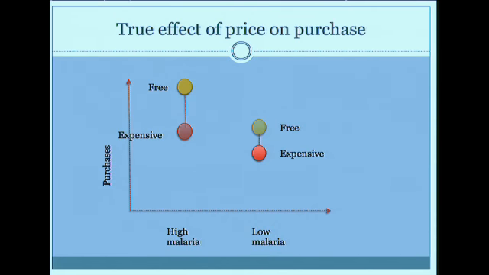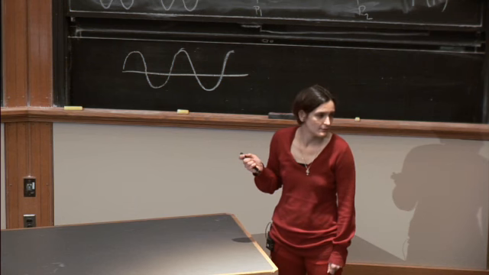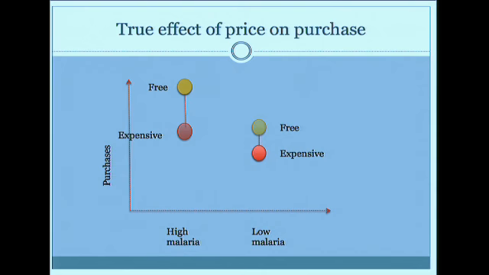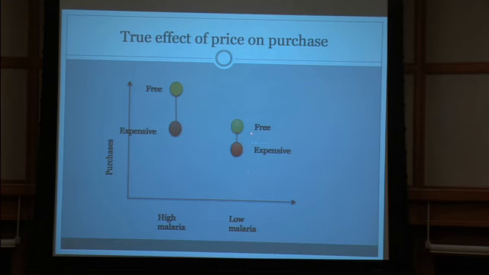What is the true effect of price on purchase in the high malaria region? Where do I find it on the graph? That's the vertical thing. That's the true effect of free versus expensive in the high malaria region. And this is the true effect of free versus expensive in the low malaria region. So this is the true effect. That's what I'm looking for. Sadly, I don't have this and I don't have this. So I'm not in very good shape. What I do have is this and this.